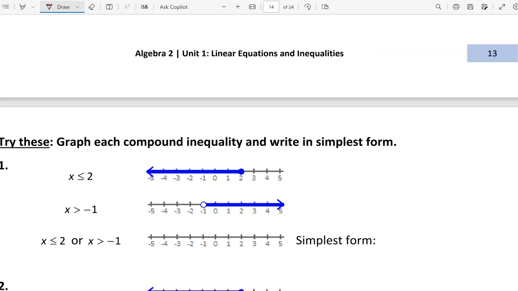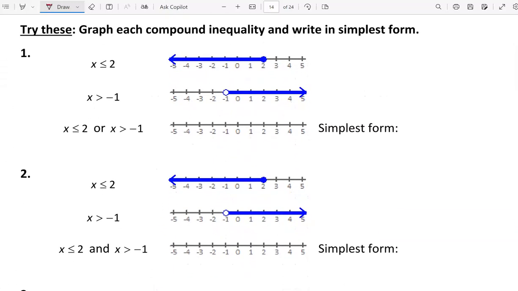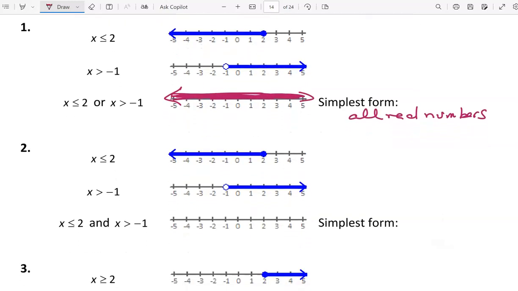All right, here are ones for you to try on your own. Try number 1 first and pause the video while you do this. Since the two inequalities are joined with the word or, we take their union, and that is all real numbers on the number line. Take a look at number 2 and try this one.